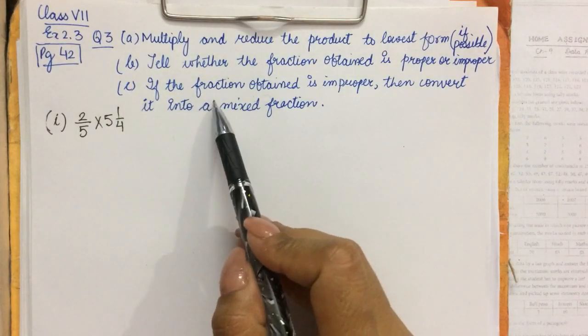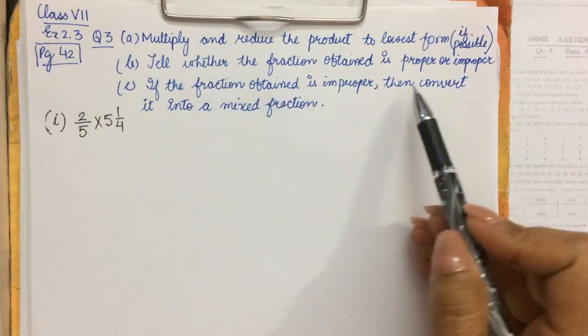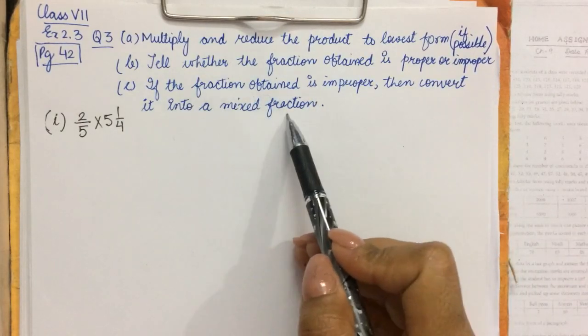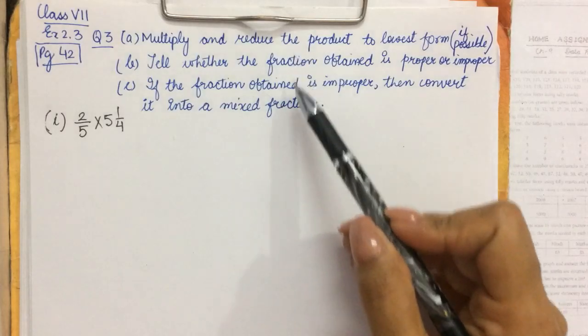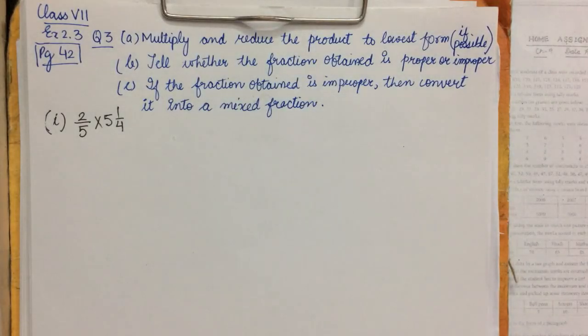Third part, if your fraction obtained is improper, then convert it into a mixed fraction. Now, the first and third parts are something we always do when multiplying two fractions. We multiply, we reduce, and if the answer is an improper fraction, we change it to a mixed number. So the same thing will be done here. I'm not doing all parts with you. I'll be doing a few parts and the rest will be your homework.